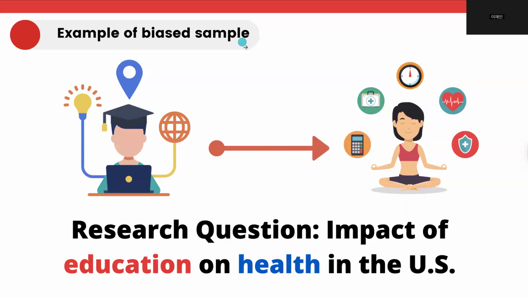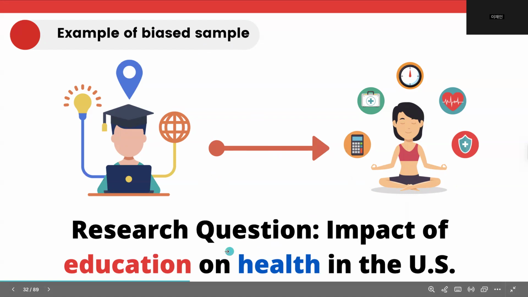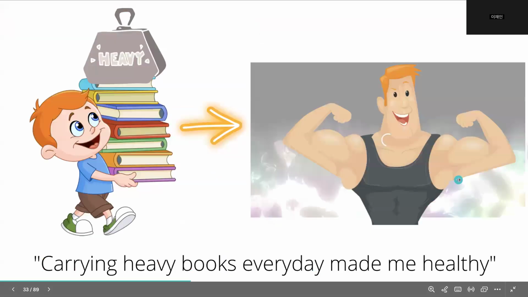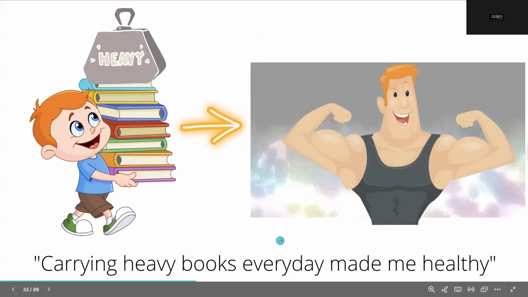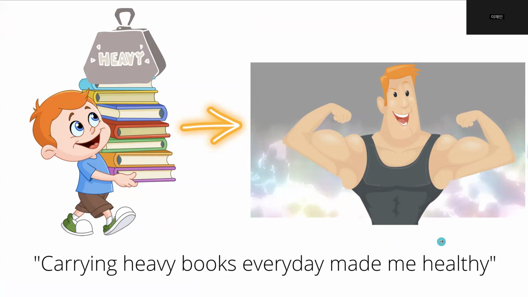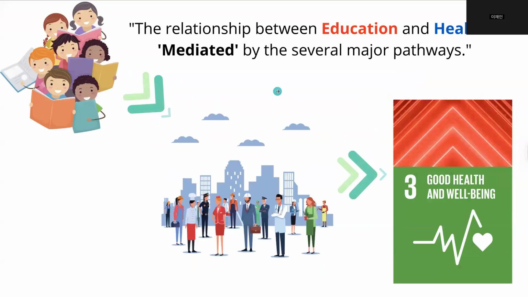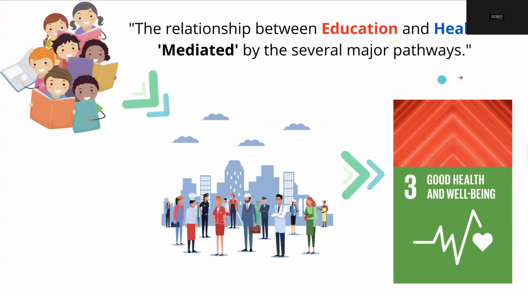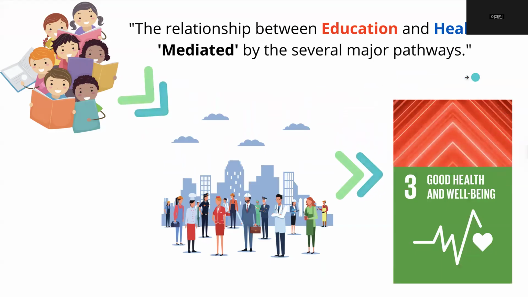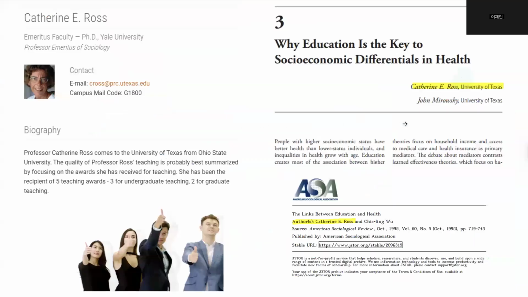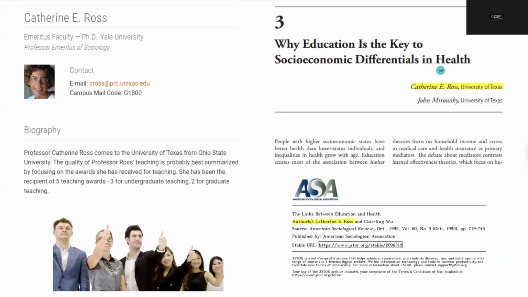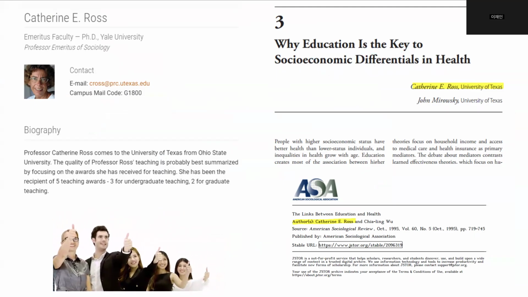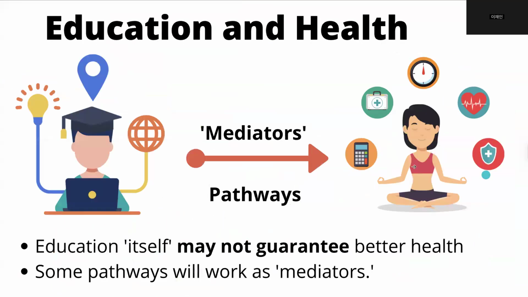So an example of a biased sample would be the research question, the impact of education on health condition in the United States. Carrying heavy books may not directly improve your health condition, but there are some ways of mediation. As I briefly covered in the previous lecture, maybe 2 weeks ago, there are three mediator pathways. For example, why education is the key to socioeconomic differentials in health condition. If you take my medical sociology class next semester or later, you'd read these articles in the lecture.